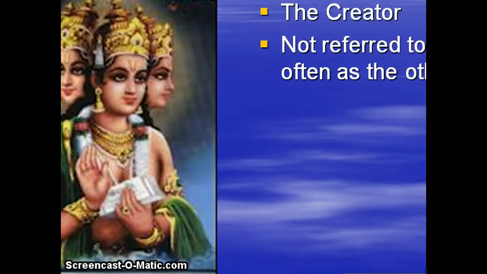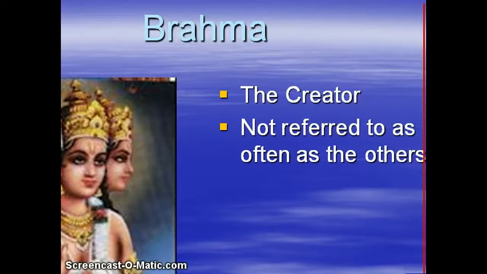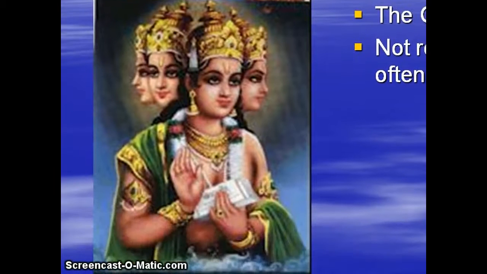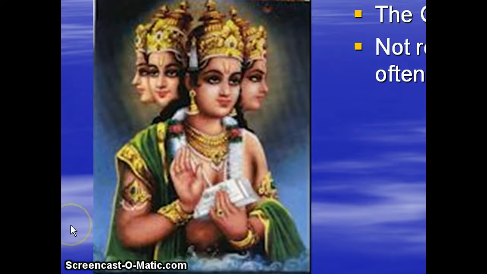Brahma, again, is the creator. He's not referred to as often as the other gods. He's a lot more abstract. He's generally seen with 4 heads. There's a story that he had 5 heads, and one of them was chopped off by a demon. And each of the 4 heads represents one of the 4 Vedas. He's seen to be the source of the Vedas.